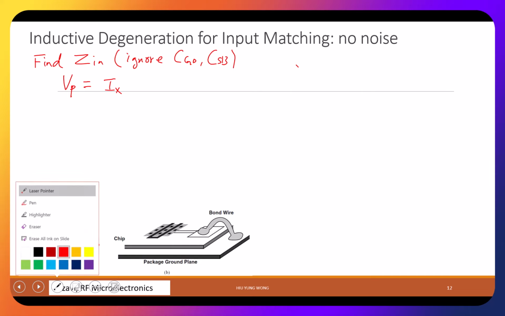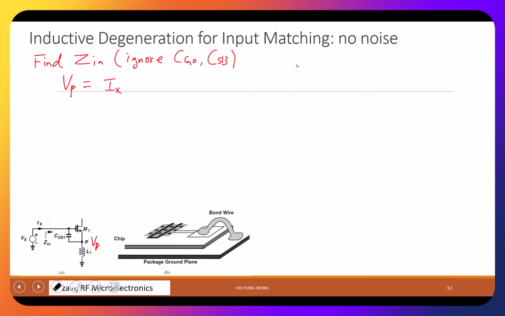I don't want to follow my cheat sheet, but I want to ask you one thing first. What is VGS? VGS is equal to Ix times 1 over sCGS1. Do you understand what I mean? Ix times 1 over sCGS, right? Because this is just Ohm's law. This is the impedance of the capacitor. Current times impedance gives me the voltage, right?